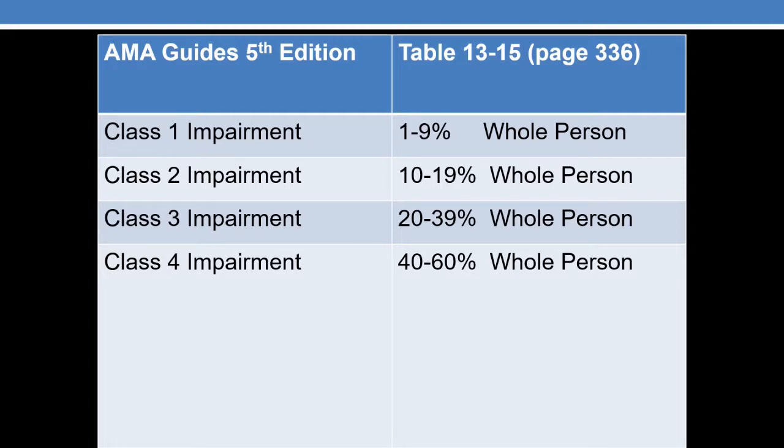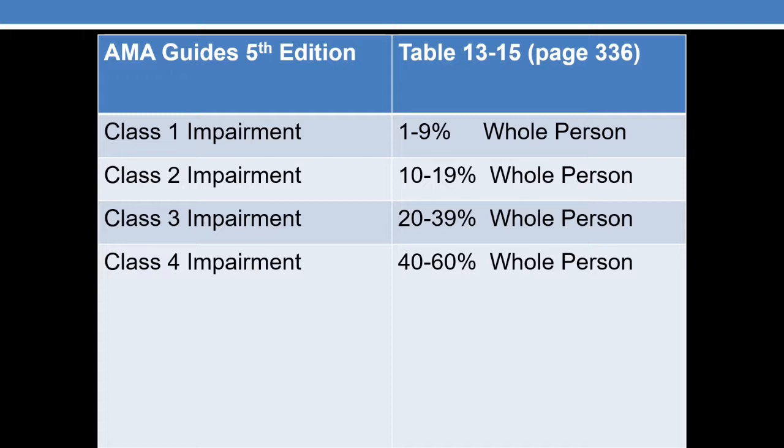Now, for Class 1 impairment, the AMA guides provide for 1 to 9% whole person impairment, and there's a range there for you doctors to select depending upon the impact of this condition on their activities of daily living. Class 2 impairment is 10 to 19% whole person. Class 3 impairment, 20 to 39% whole person impairment. And Class 4 impairment is 40 to 60% whole person impairment.